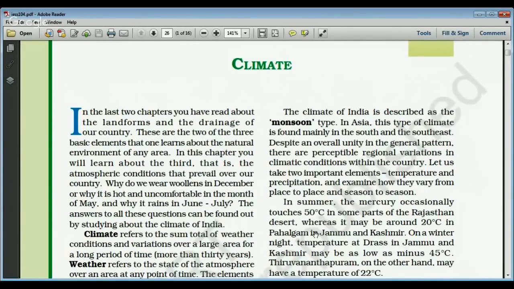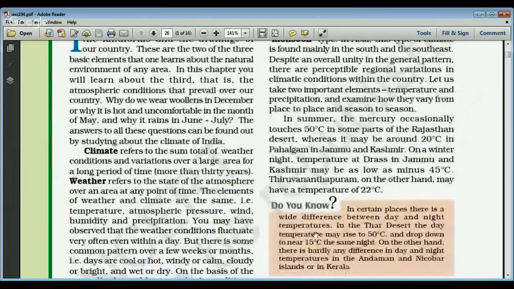So first of all, we will see some of the very basic definitions in this chapter. You should know the difference between weather and climate. Weather actually refers to the day-to-day changes, the state of the atmosphere over an area at any point of time. But climate actually refers to the sum total of weather conditions and variations over a large area for a long period of time, and usually it is taken as more than 30 years. So this is the main difference between weather and climate.